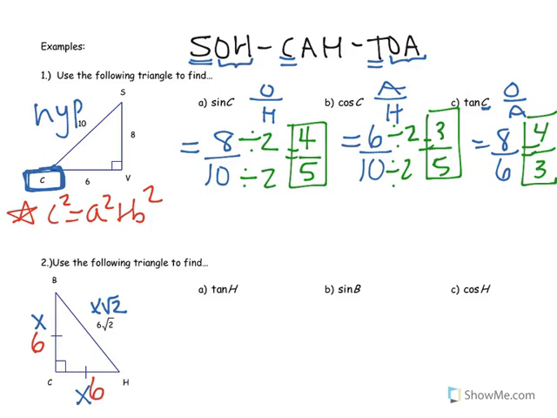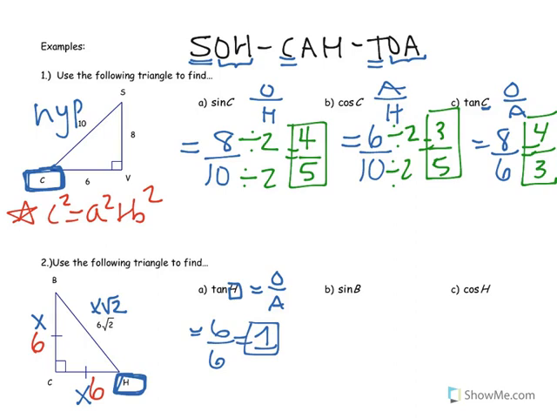So tangent of angle H. So we're living in H world, which is down here. Okay? So H tangent is the TOA, that's O over A. So I need the opposite and adjacent side to angle H. So the opposite side is 6, and the adjacent side is also 6. So my ratio is 6 over 6, which will simplify down to 1.